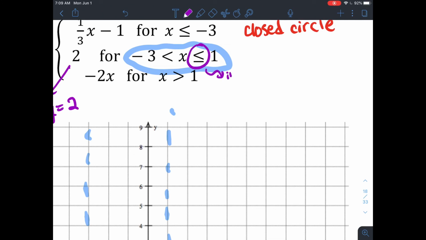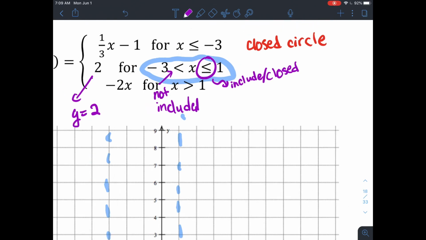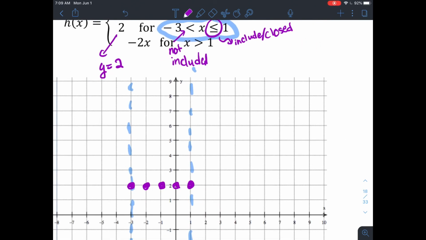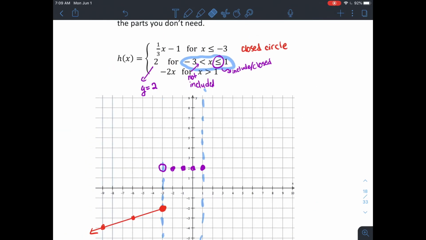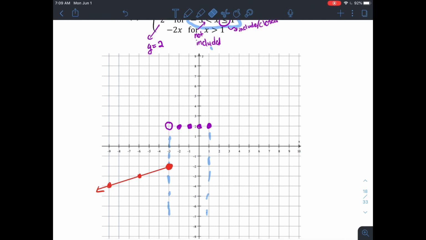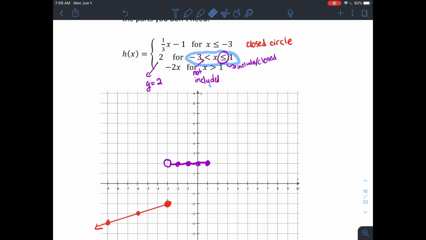I need to include the point with the x value of 1, because that one is an or equal to, and not include my point with the x value of -3. So I'm going to have an open circle at -3 and a closed circle on my point at 1. So let's fix that. And then I need to include all the points in between there, so we will connect them, points with fractional x values and all, as long as they're in between -3 and 1.